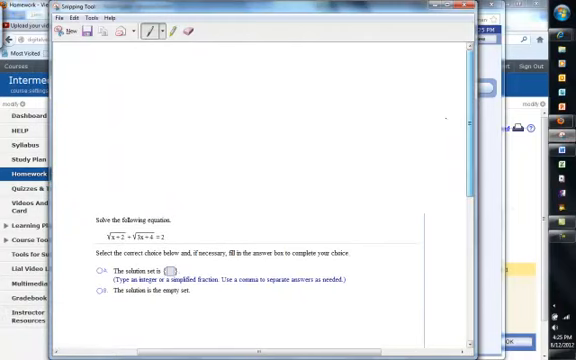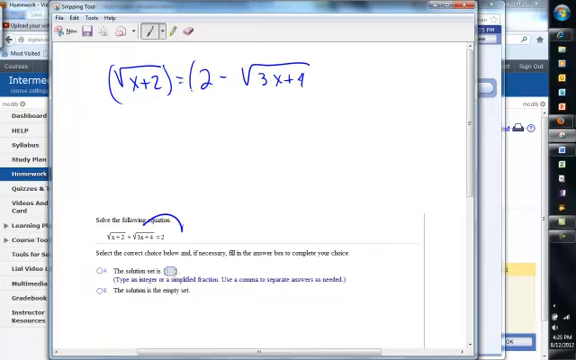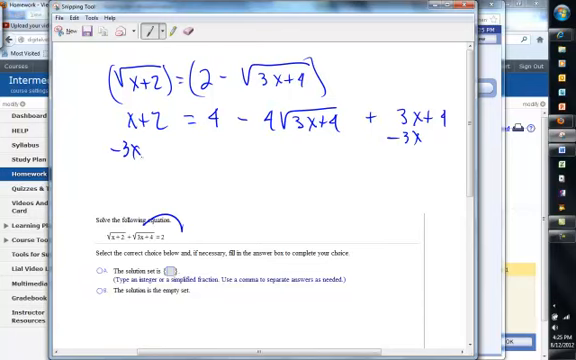All right, the first thing I'm going to do, this takes up a lot of paper on my scroll here, so we'll have the square root x plus 2, move this to the other side, equals 2 minus square root 3x plus 4. Square both sides, you get x plus 2 equals 4 minus 4 root 3x plus 4 plus 3x plus 4.